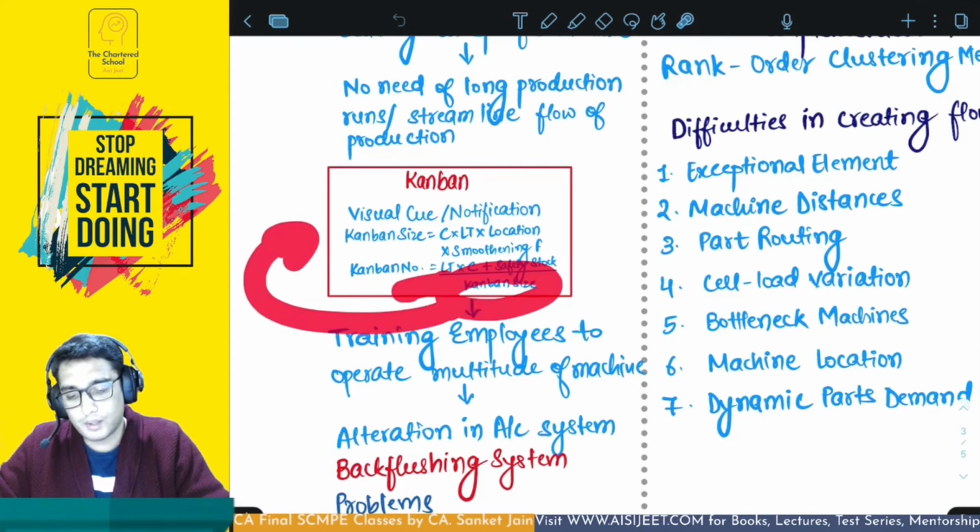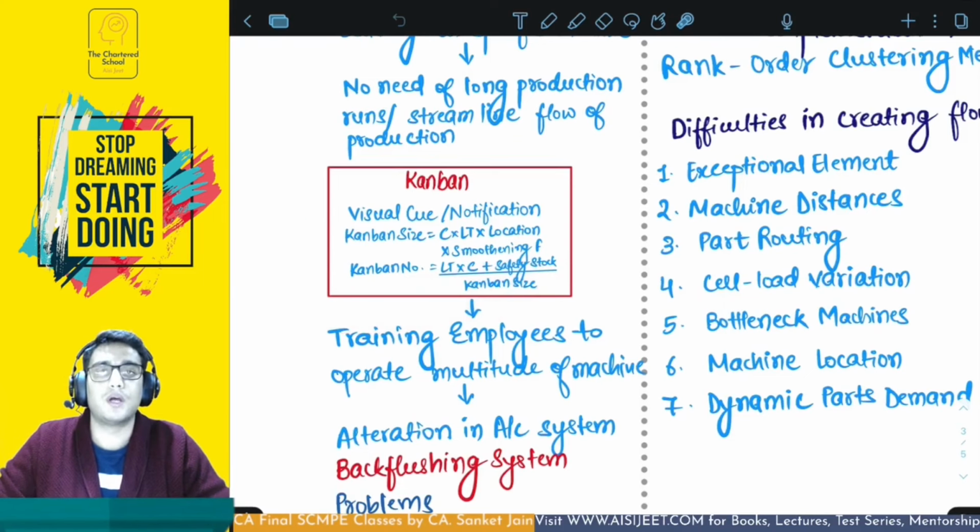Lead time we already know, consumption we already know, safety stock might be given in the question in the way that you require or the organization requires to keep the safety stock for, let's say, 3 days. So what you know is that my per day consumption is, let's say, 300 in our case.